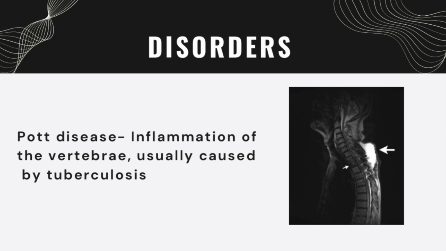Next, we have Pott disease. Pott disease is inflammation of the vertebrae, usually caused by tuberculosis. So, Pott disease or spinal tuberculosis is a form of tuberculosis that primarily infects the spine. This infection can lead to vertebral destruction, spinal deformities, and neurological symptoms due to compression of the spinal cord.